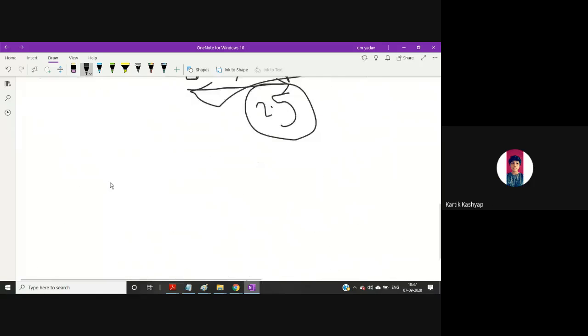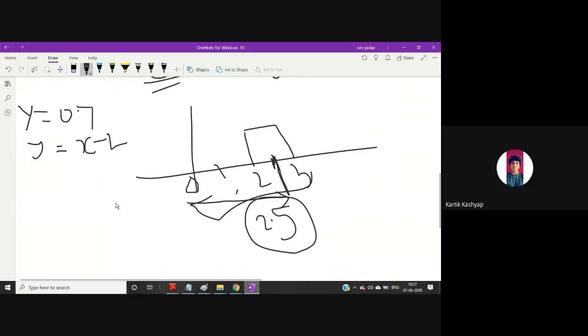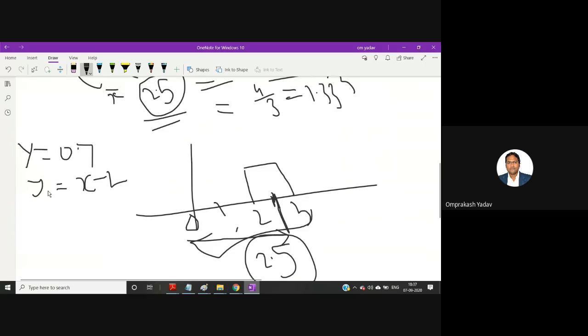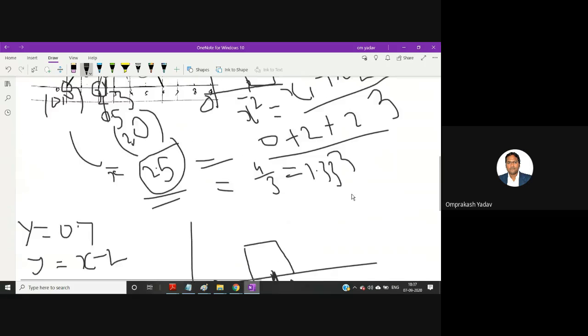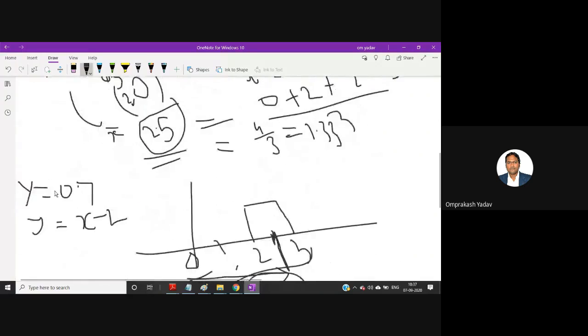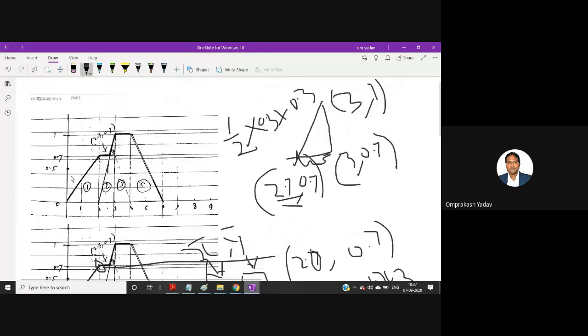Got it, sir? Understood? Yes, sir. So just substitute the y value inside this, and you will get the x coordinate, and the y coordinate we already have, 0.7. So this is the intersection point, 2.7 and 0.7. And just by looking carefully, you can calculate the length of this one and this one, right? So just calculate the area for this particular triangle.